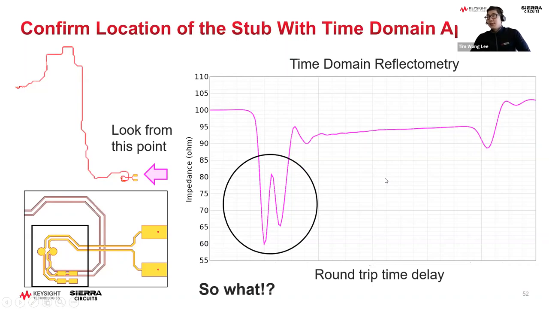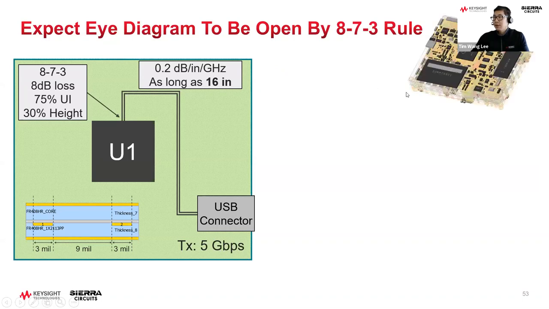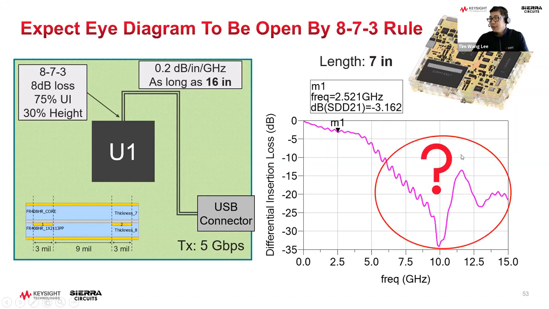Well, now you're going to ask me, Tim, great, what are we going to do? First, let's take a step back. We expect the eye diagram to be open because it's an A73, 7 inches right here. This is our 3D EM simulation. We troubleshoot that using our virtual prototype, seeing that, oh, there's a dip, but we solved it.